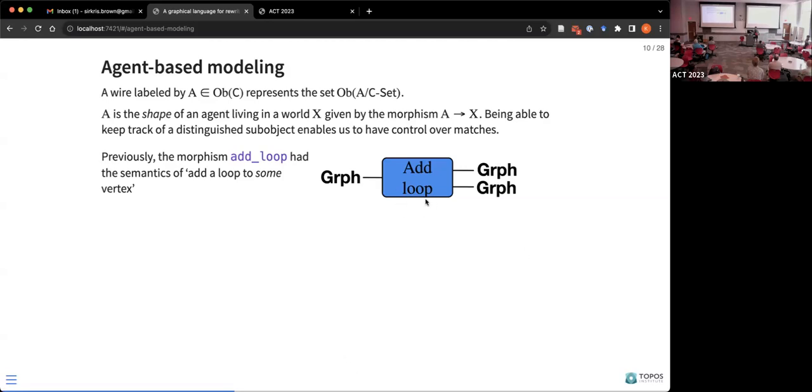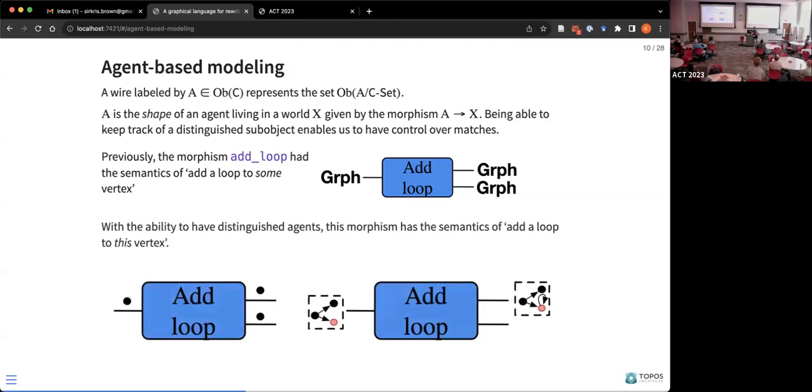And so before, when we had this add loop box, it was basically saying add a loop to some vertex, I don't know which one. But now if we have the ability of saying, actually, I'm going to have my input be maps from a vertex into some other graph, what I'm saying is I'm giving you a graph with a distinguished vertex. I could think of the vertex as the active agent, and this add loop rule as saying this is what the agent is doing. It's adding a loop to itself, let's say.